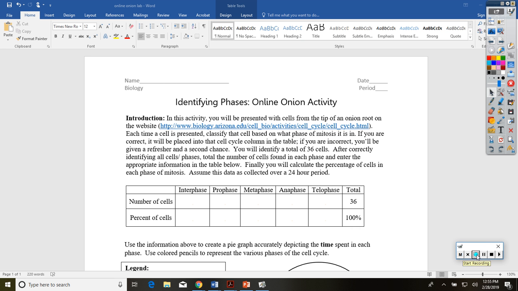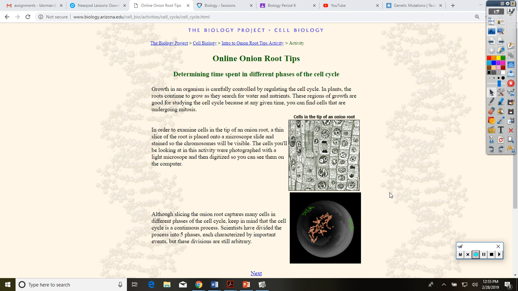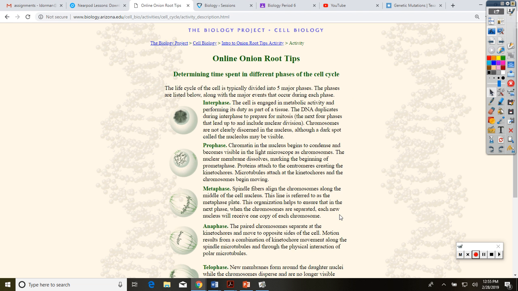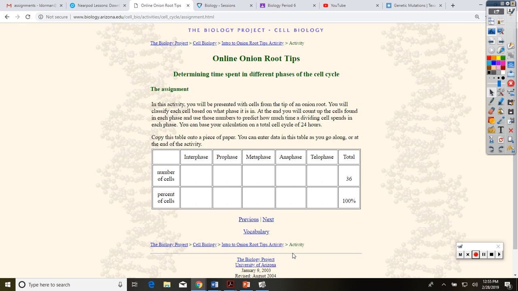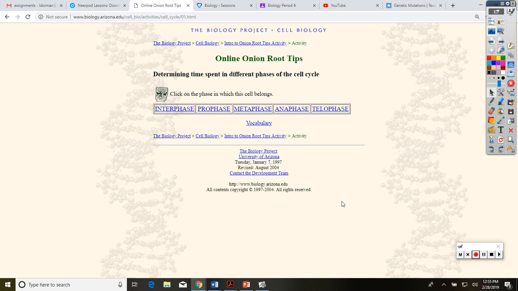When you access the site through the Google Classroom, you'll be directed to this web page. It gives you some background information on mitosis. You can read through that and click Next. That takes you to the next page, which gives you more information on the individual phases of mitosis. You can read through and click Next. It shows you the chart that you'll be filling out during the activity. You can click Next. And that takes you to the beginning of the activity.